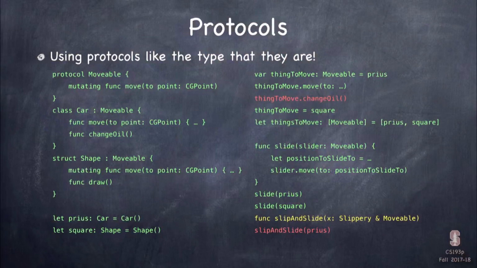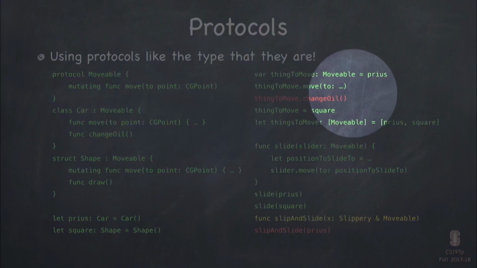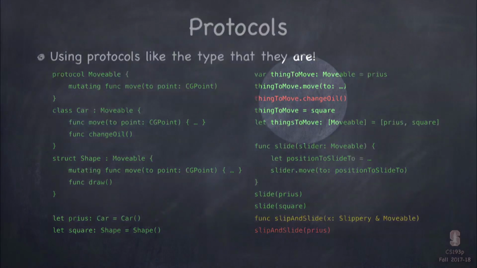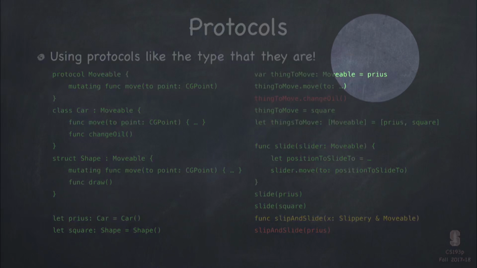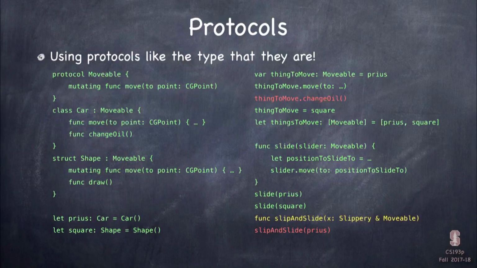Yeah, question? In that last slide, you had thing to move set to Prius and square. And so when you call a function, here, let me back up. So you had thing to move set to Prius first, and then you set it to square. When you call a method on thing to move, which one does it do it on? Both? Okay, so he's saying, look, I set thing to move to be a Prius. Then I call move to. Which one did it do? Obviously the Prius. Then I set thing to move to be square. Now if I called move to, it would use the square's one. So it's whatever the last thing it was set to, that's what it's going to use.